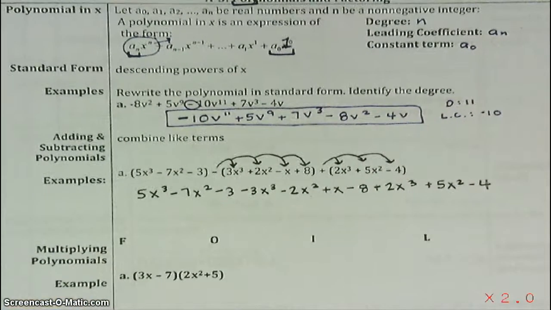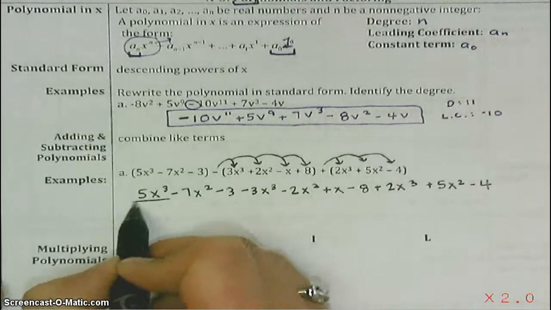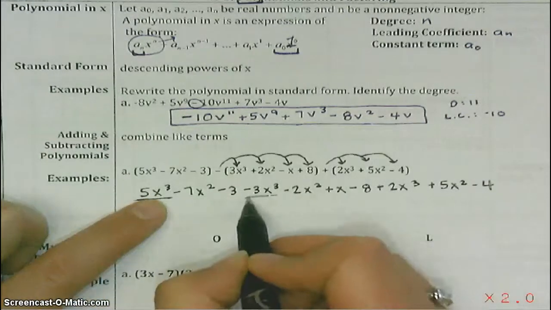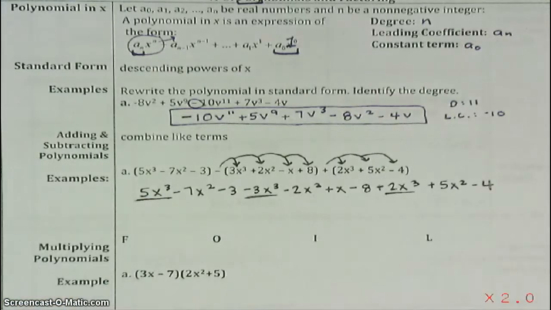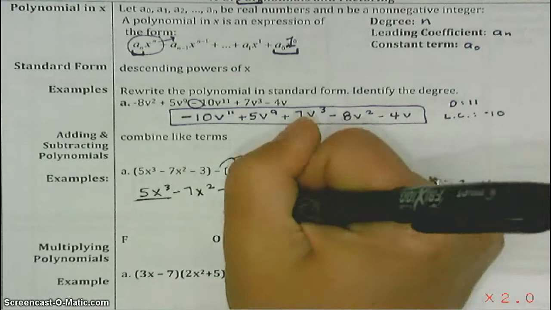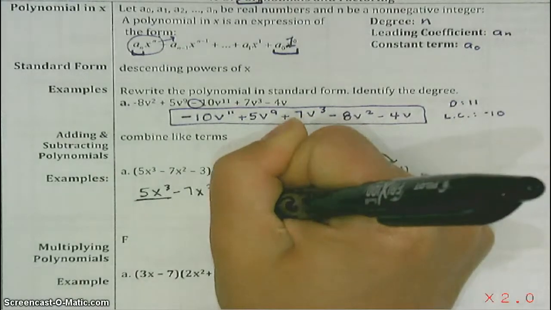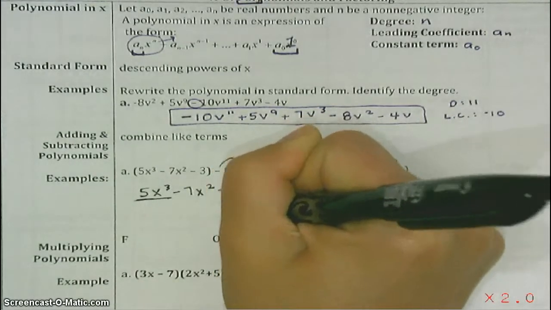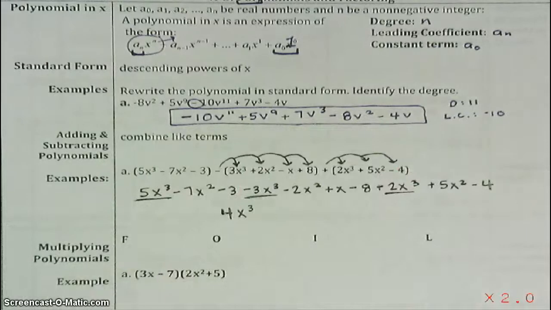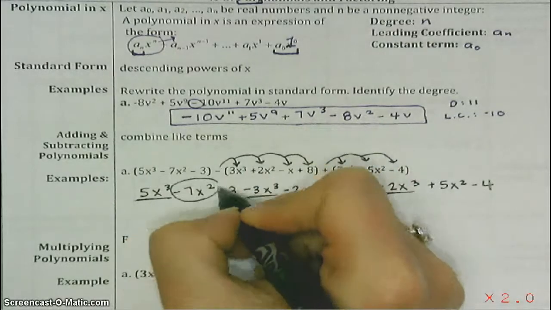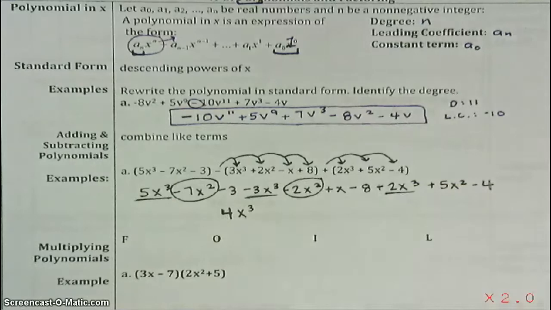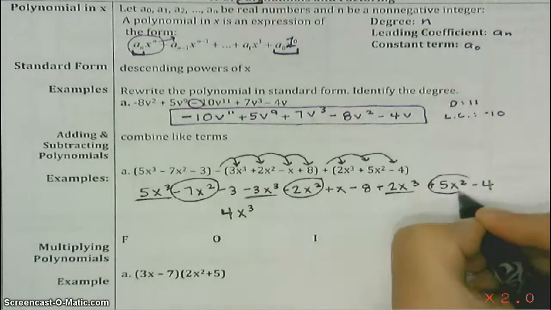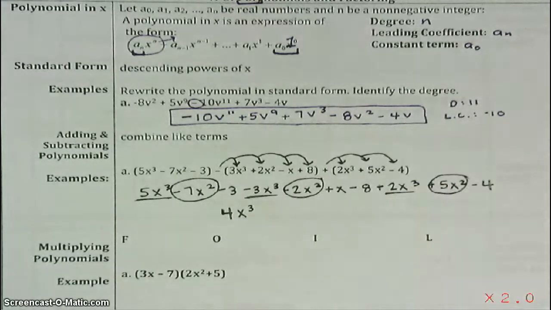Next, I like to identify the similar terms. So anything with an x to the 3rd, I'm going to combine. I think that's it. So let's see, 5 plus 2 minus 3, whoops, minus 3 is 4x to the 3rd. Anything with x squared, I'm going to combine. We have negative 7 and negative 2, and then a positive 5x squared, which is going to leave us with negative 4x squared.